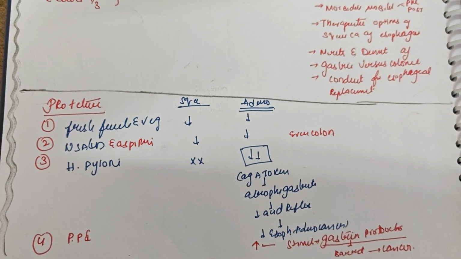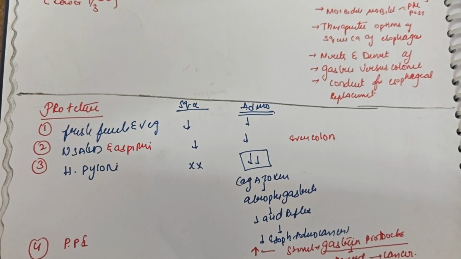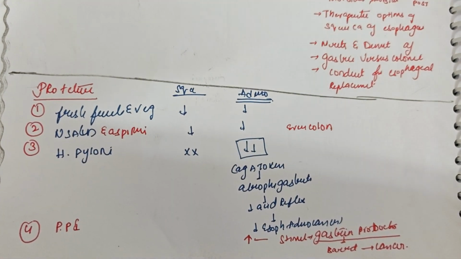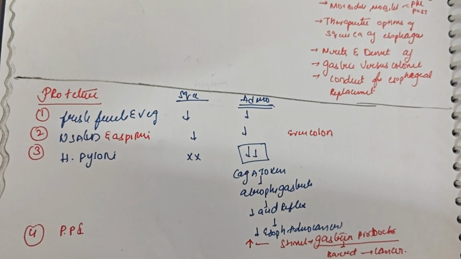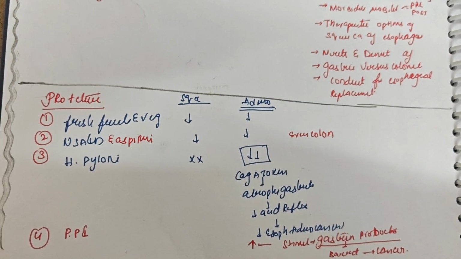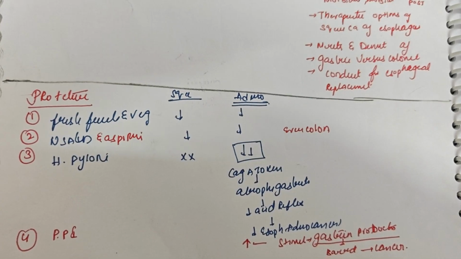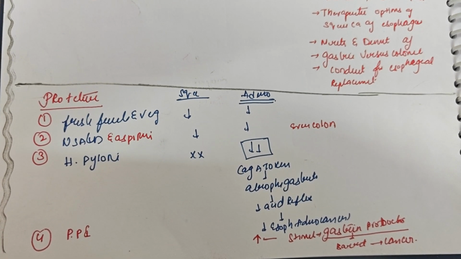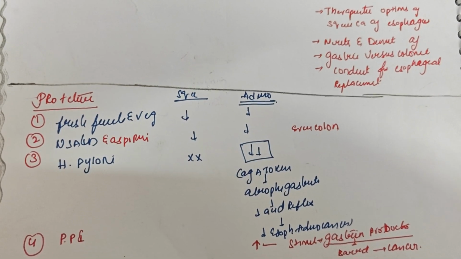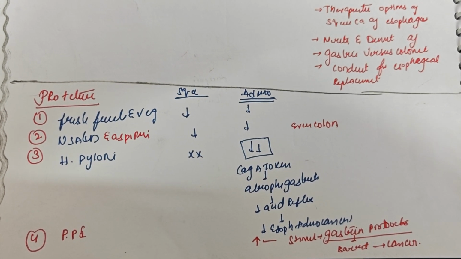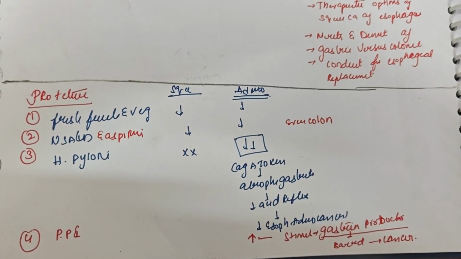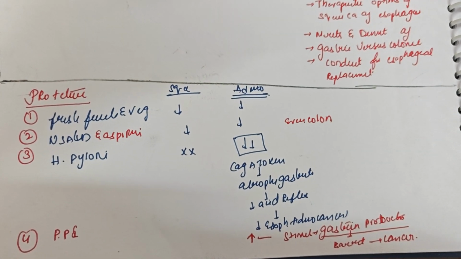They also decrease adenocarcinoma because they decrease reflux. NSAIDs and aspirin decrease both squamous cell carcinoma and adenocarcinoma. Now, if you observe, H. pylori has no effect on squamous cell carcinoma, but H. pylori decreases the chances of adenocarcinoma, or acts as a protective mechanism for adenocarcinoma.